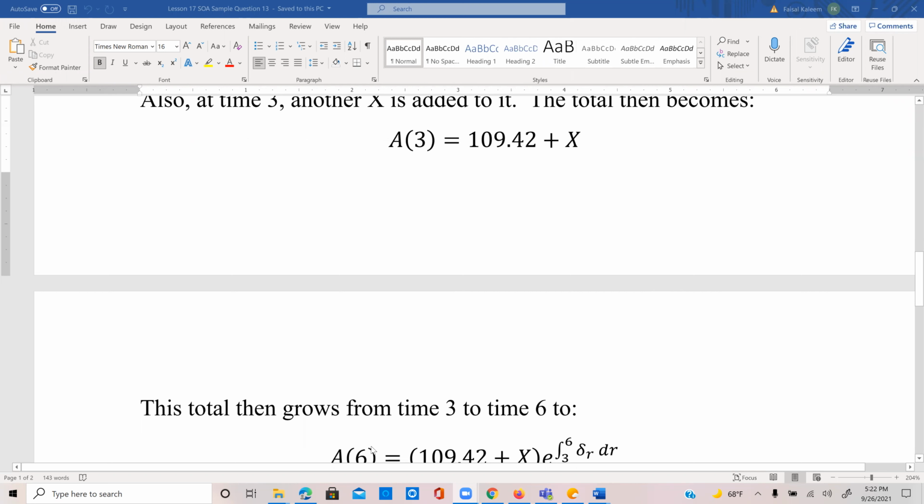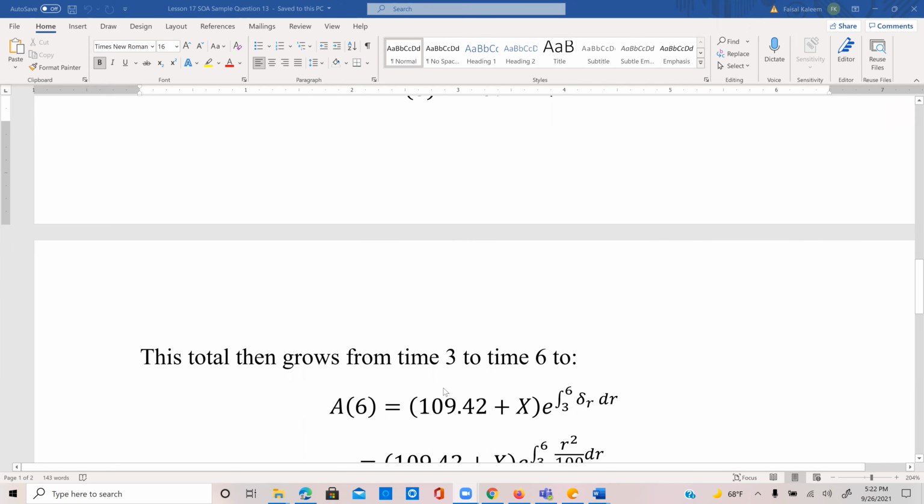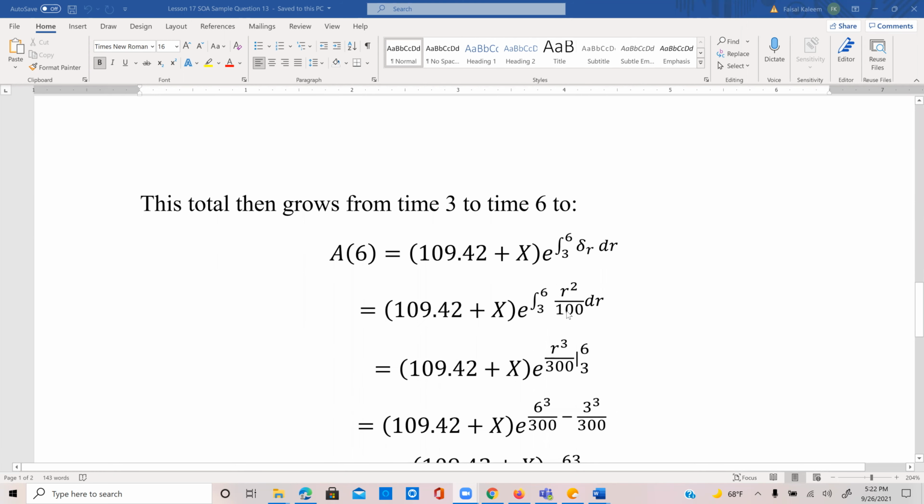So this will grow. By time 6, it will grow to A of 6 equals, this was what we started with at time 3. The reason why we take 109.42 plus X as the time 3 principal is because 109.42 is the initial accumulation, and then this X is added. So now the future interest applies to all of this, the 109.42, which was the initial accumulation after time 3, and then the X that was added at time 3.